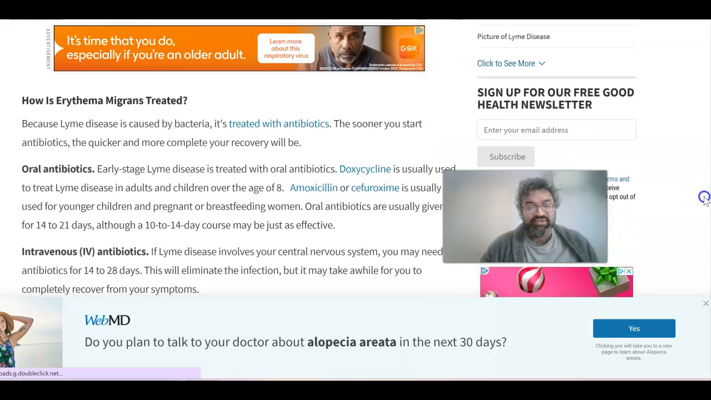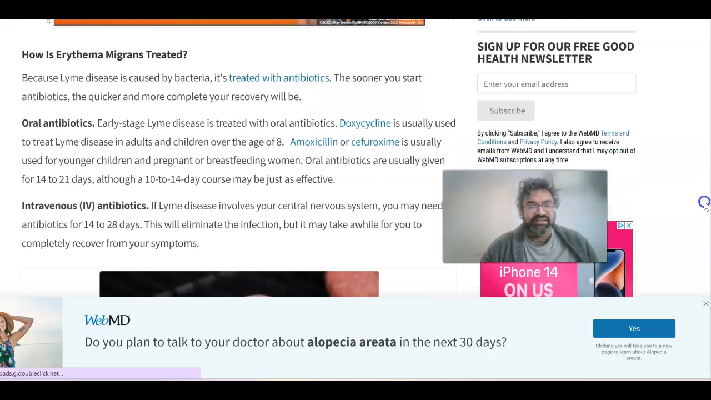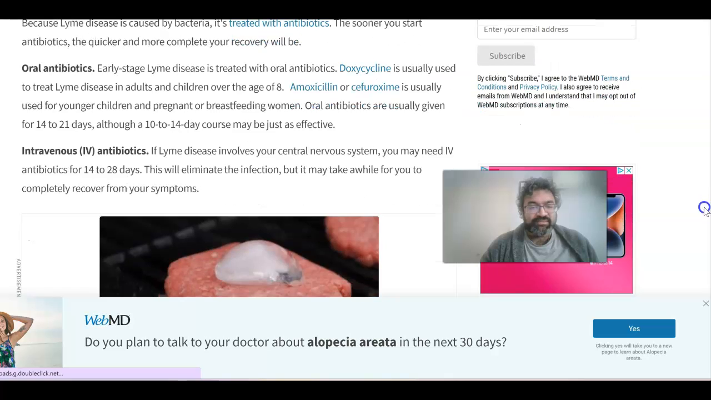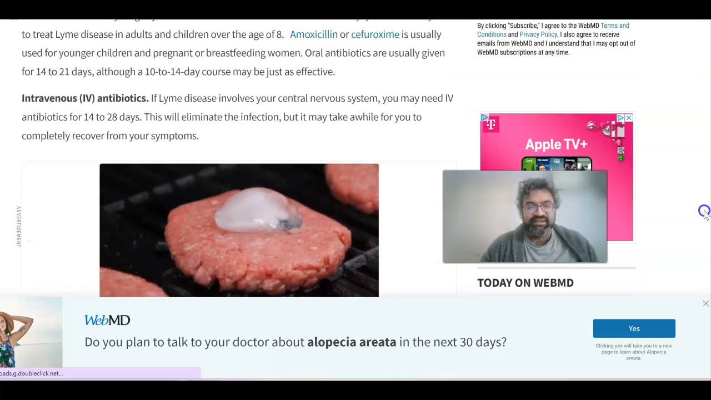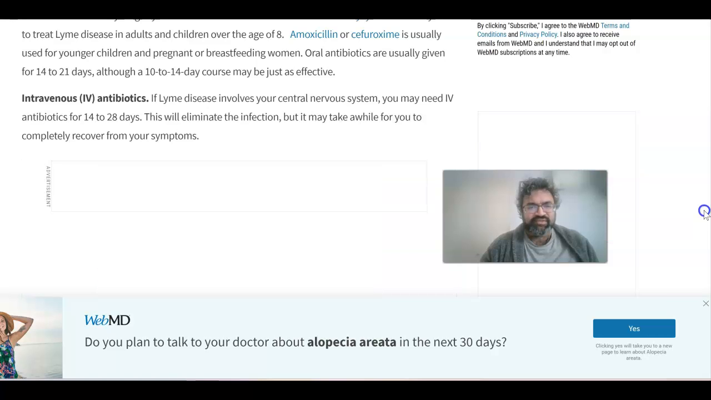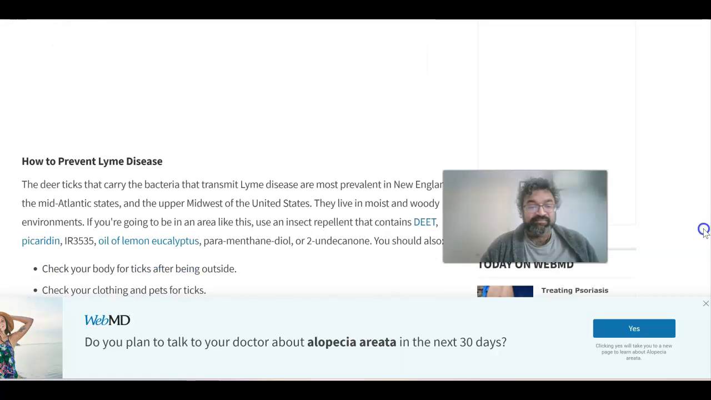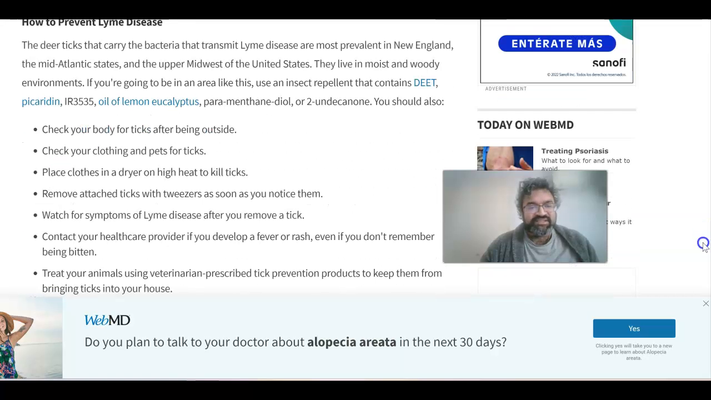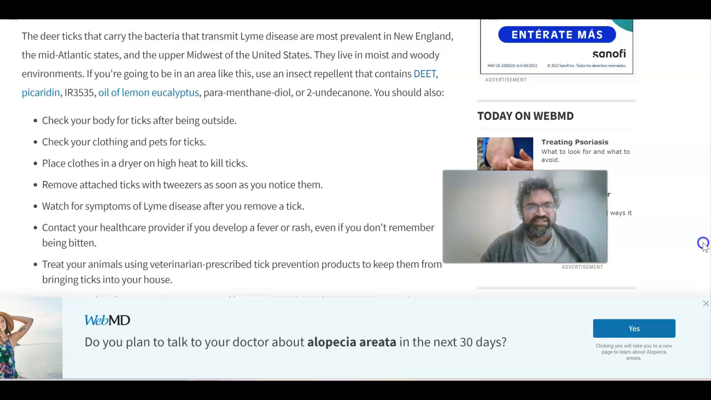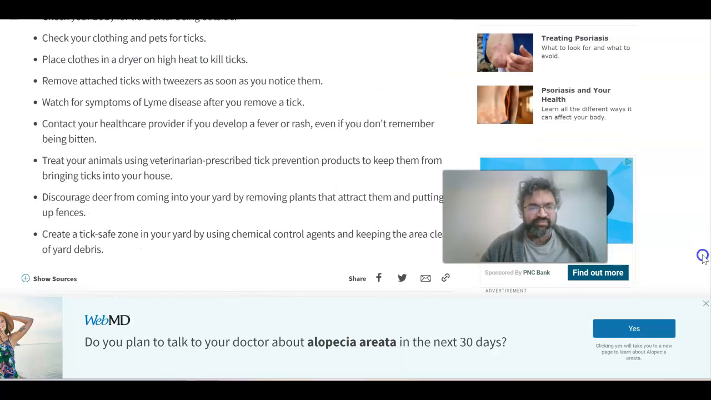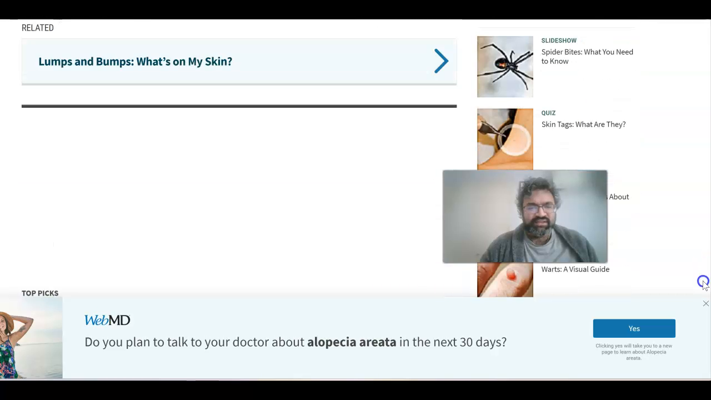What's the treatment? Well, doxycycline and amoxicillin are good oral antibiotics, and if Lyme disease involves your central nervous system, you may need some IV antibiotics. I think preventing Lyme disease is pretty self-explanatory: insect repellents, wearing long clothes, things like that.